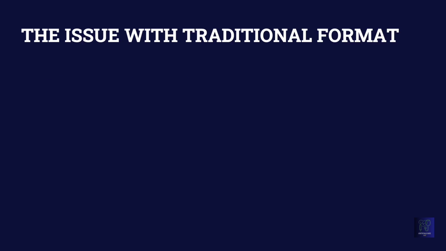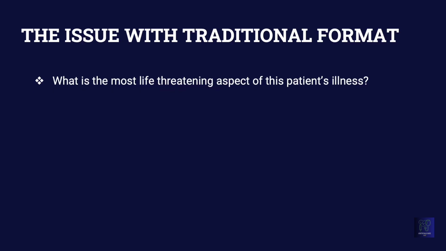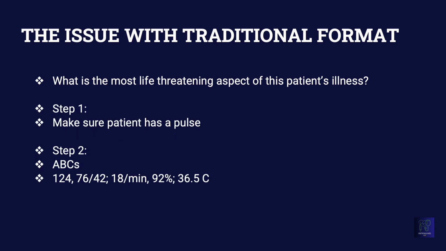But here is the problem with this kind of presentation. What is the most life threatening part of the patient's illness at this point? If you go back to our basics, step one is to make sure the patient has a pulse. Here the patient has a pulse. Step two is ABCs and vitals. So there is something wrong with the vitals. The patient is hypotensive and tachycardic. That is very important. In a patient who is unstable, that needs to be addressed right away.